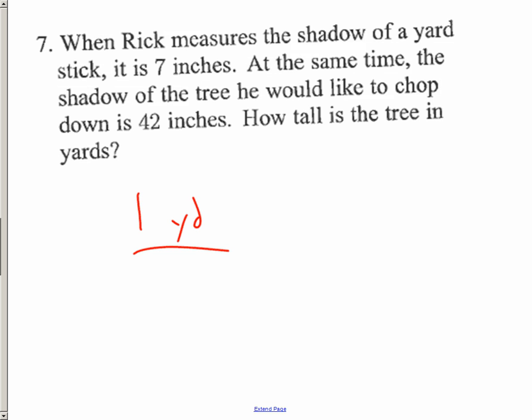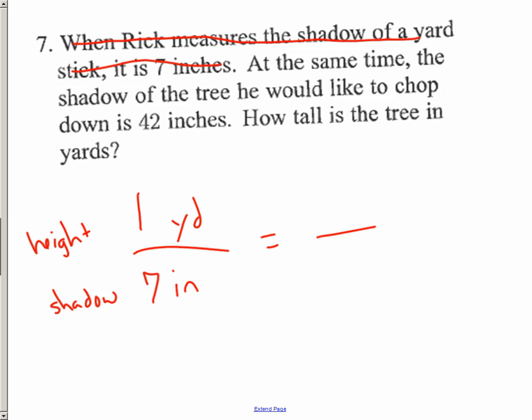First off, I know that we've got a 1 yard tall stick, a yardstick, because it's 1 yard tall. And it's got a shadow of 7 inches. Let's go ahead and label that. That's the height of the yardstick. This is the shadow's length. Let's go ahead and set up the rest of our proportion.